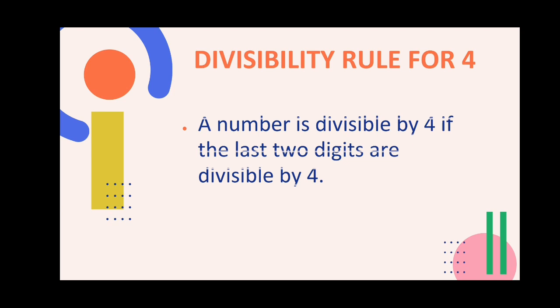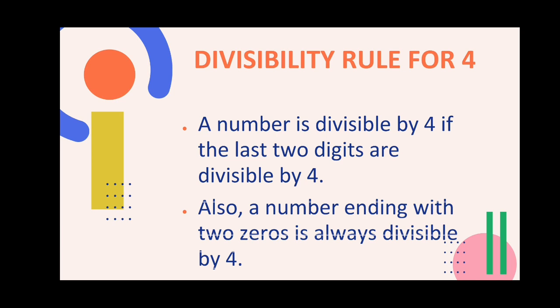So we need to check kung ano ba yung last two digits and then i-divide natin siya by 4. Ngayon, kung walang remainder, that means divisible siya by 4. Pero kapag may remainder, ibig sabihin hindi siya divisible by 4. Also, a number ending with 2 zeros is always divisible by 4. So, tatandaan natin na kapag dalawang 0 ang huling digits ng isang number, that is automatically divisible by 4.